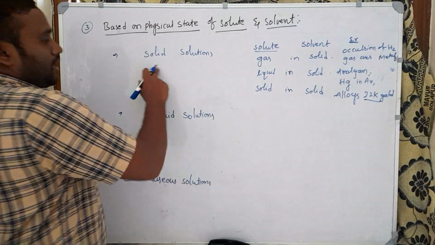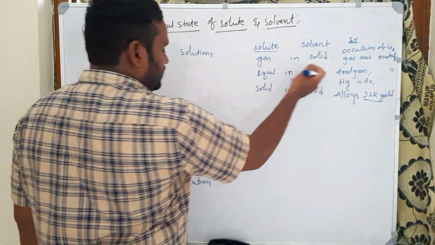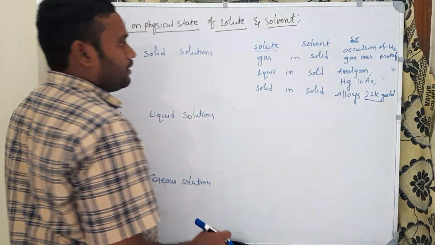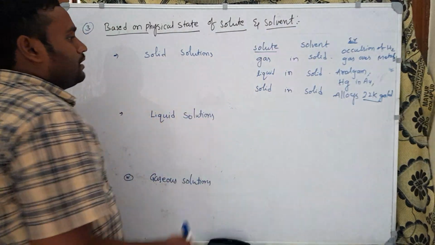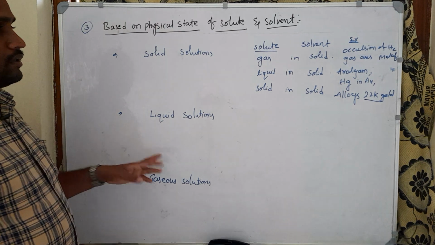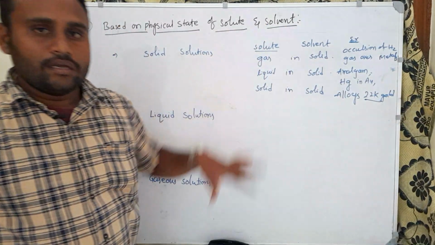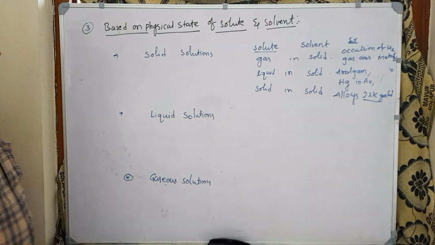So solid solutions again have three types: gas in solid, liquid in solid, and solid in solid. Here the solvent, meaning the major quantity, is always solid. Such types of solutions are called solid solutions, and the solutions are also present in the solid state only.